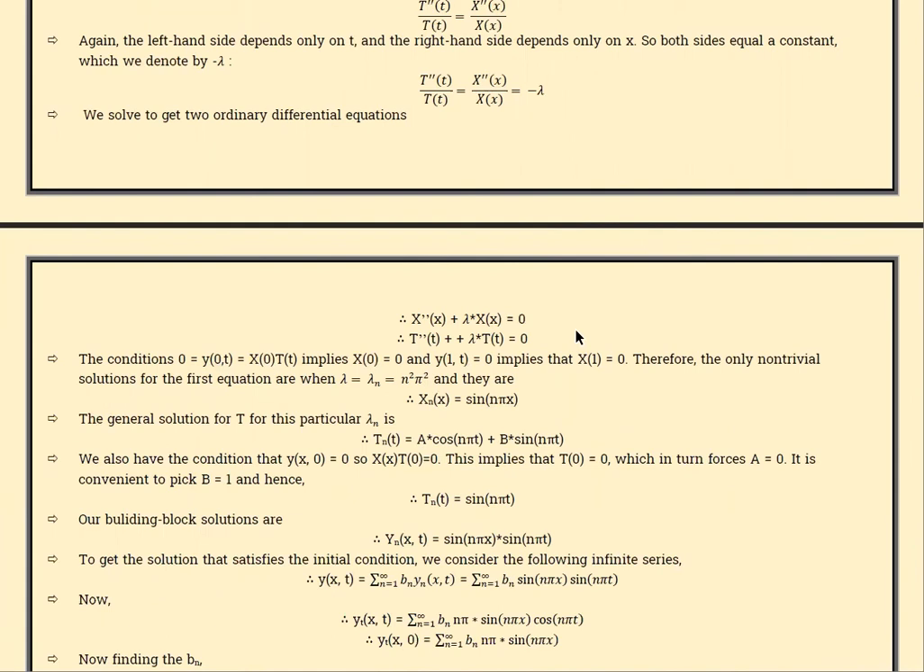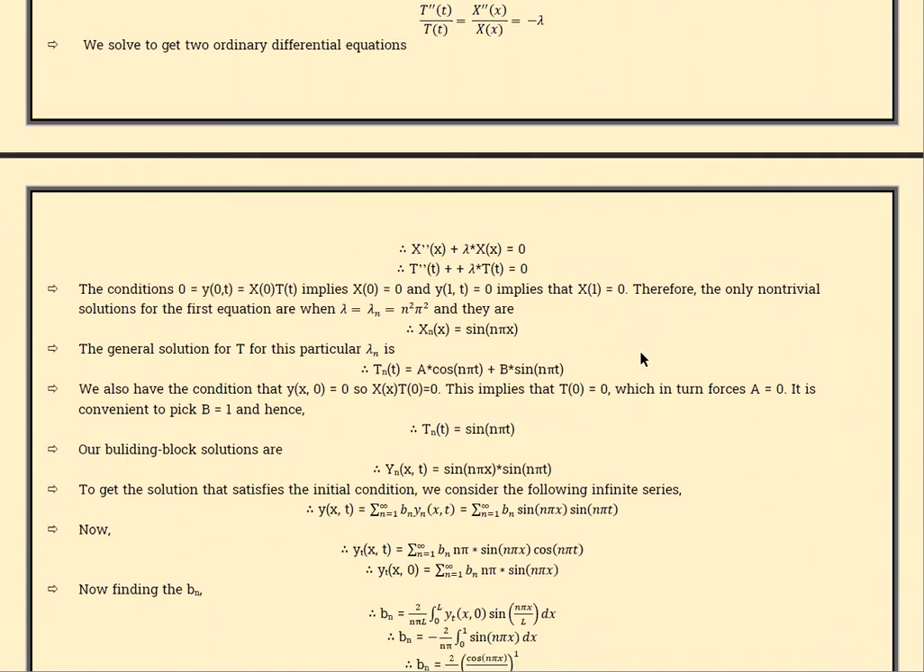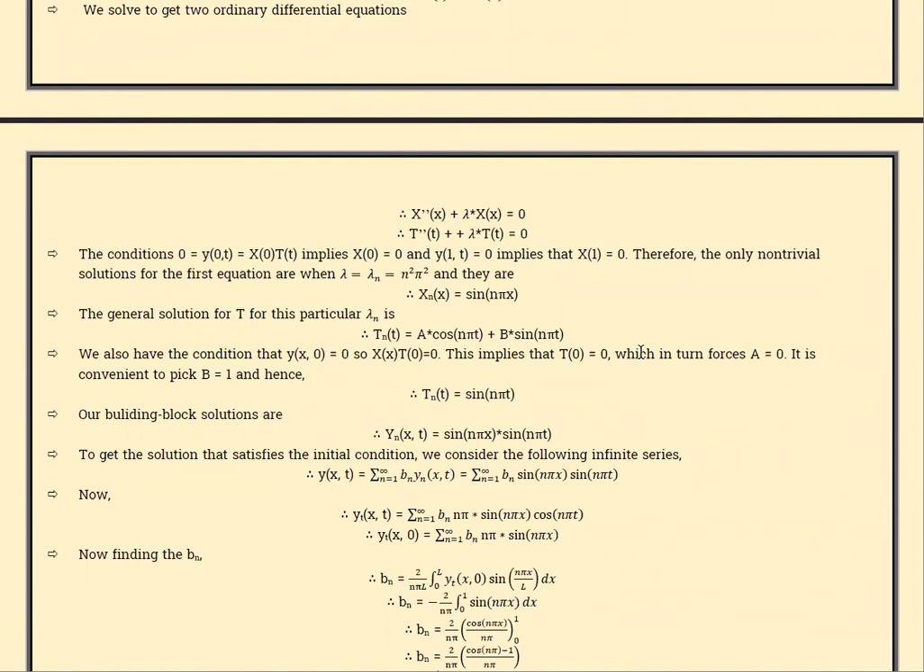So from the above conditions, y of 0 comma t is equal to 0 implies that X of 0 is equal to 0, and y of 1 comma t is equal to 0 also implies that X of 1 is equal to 0. Therefore, the only non-trivial solutions for the first equation are when lambda is equal to n square pi square. So the value of Xn is equal to sine of n pi x, and the general solution for T for this particular lambda n is Tn of t equal to a into cos n pi t plus b into sin n pi t.